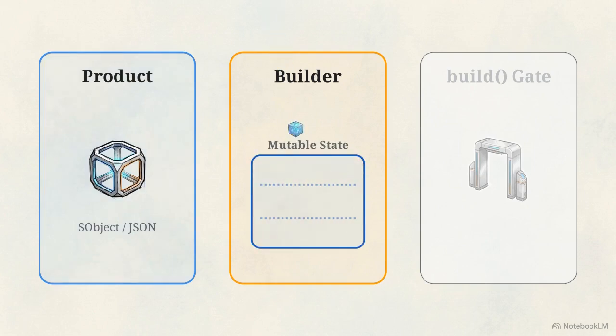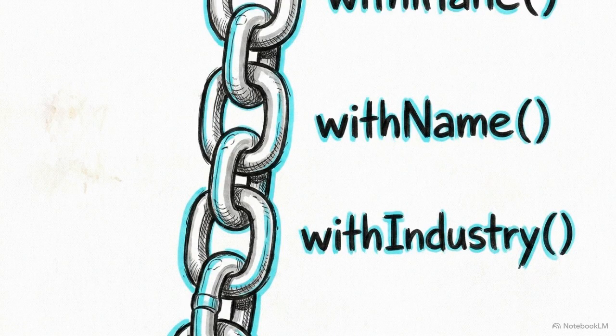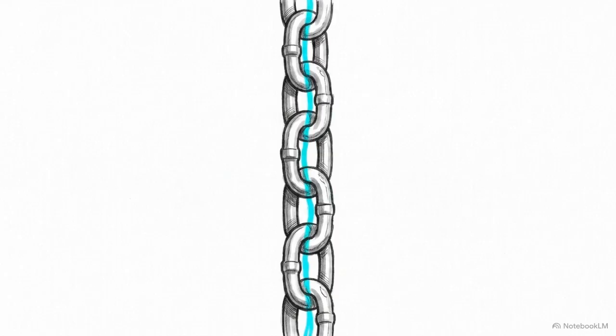Moving to the middle, we find the builder block. Its primary job is to hold mutable state as we configure the object. Notice that each method call in this loop returns the builder instance itself, the keyword this, instead of returning void. This is the fluent interface concept. By consistently returning the builder instance, we eliminate the need for intermediate variables and enable a single, unbroken chained expression.